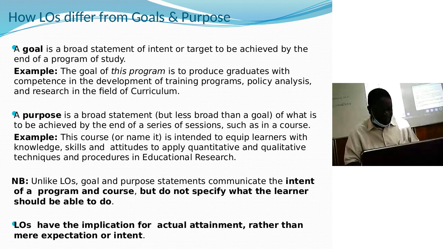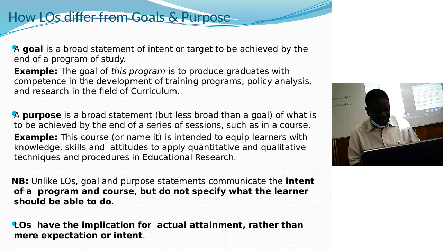An example is the goal of the PhD in curriculum studies program, which is to produce graduates with competence in the development of training programs, policy analysis, and research in the field of curriculum. You can see how broad that is. Now, a purpose is also broad, but not as broad as the goal. It is derived from a goal. And usually, in our case, like the template that CUE has given us, it applies to courses, while goals apply to programs. Purpose applies to courses. An example: this course is intended to equip learners with the knowledge, skills, and attitudes to apply quantitative and qualitative techniques and procedures in educational research.